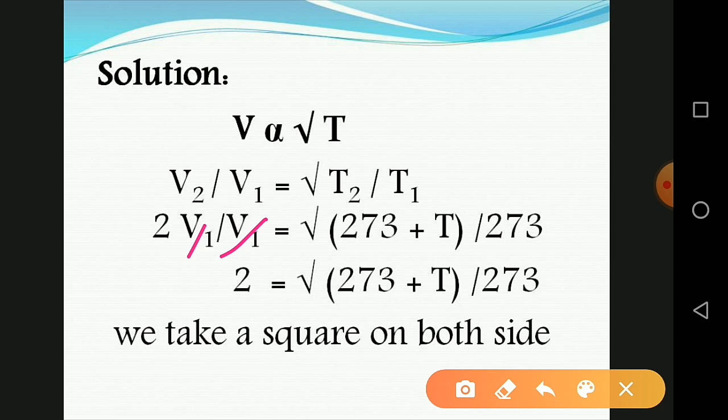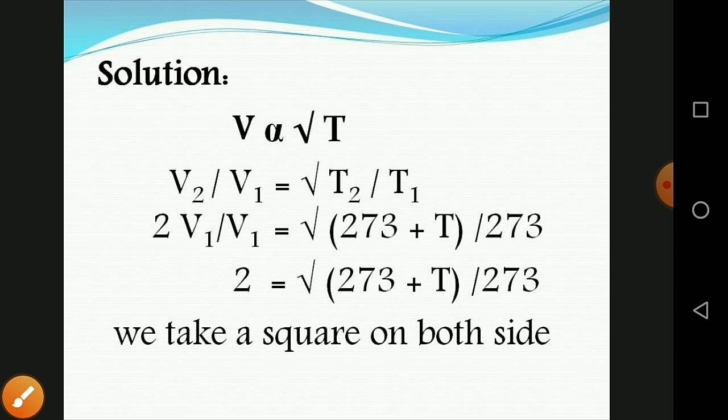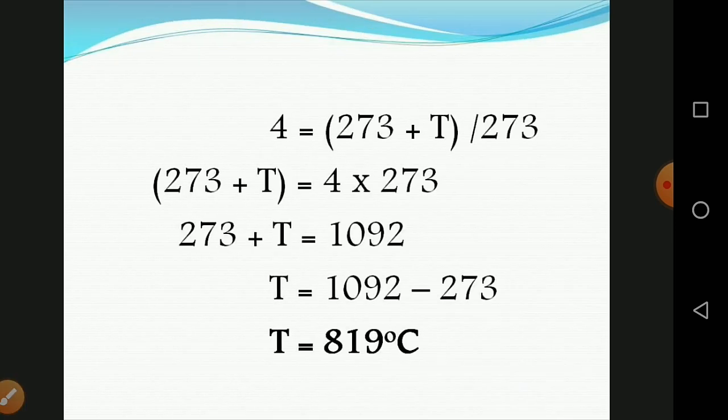So we take the square on both sides. The 2 squared is equal to 4, and the square and the root cancel. So 4 is equal to 273 plus t divided by 273. The 273 comes to the left-hand side, so 273 plus t is equal to 4 into 273. That means 1092.